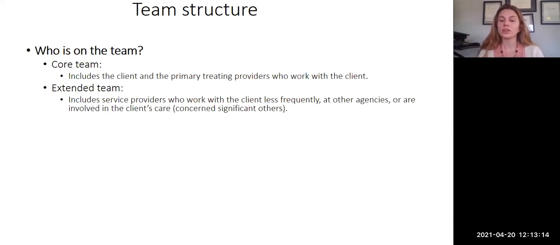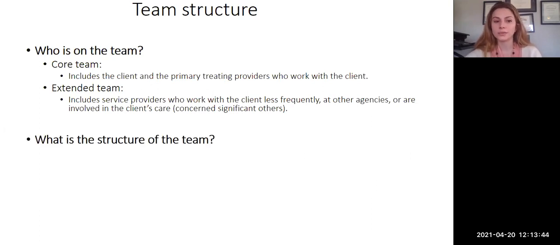So those are the service providers that may see the client much less frequently, but yet need to be aware of that treatment plan or have some role with that. So that's that multidisciplinary component, right? They might work at other agencies in the community. It could be the dentist, the primary care provider. It may also include concerned significant others or family members. So people that aren't at that regular team staffing and may not know the ins and outs of that treatment plan, but they do nonetheless work with the patient, and some communication will be needed.